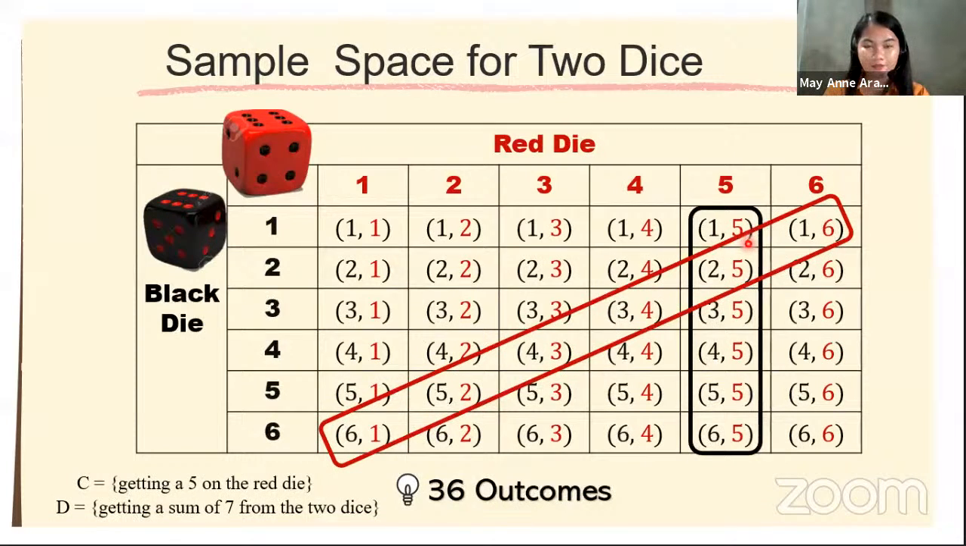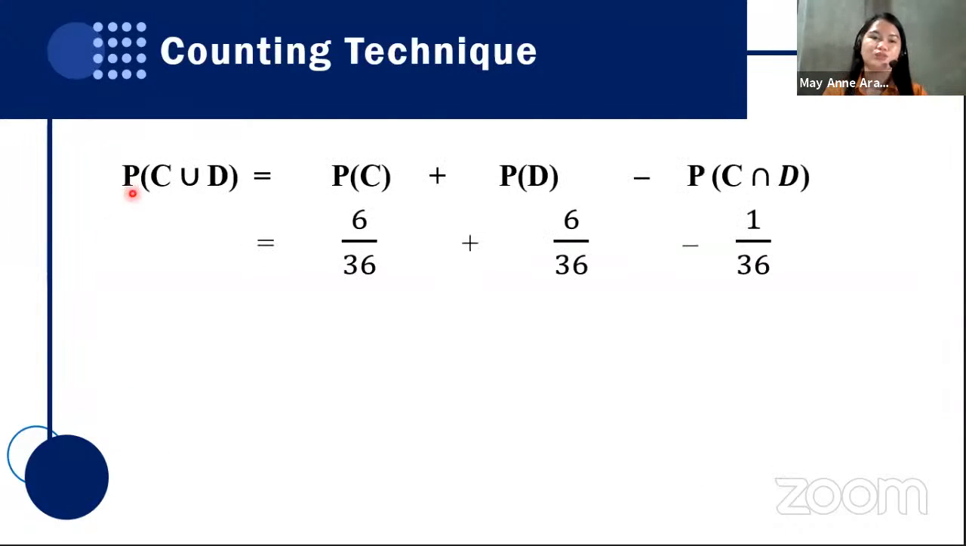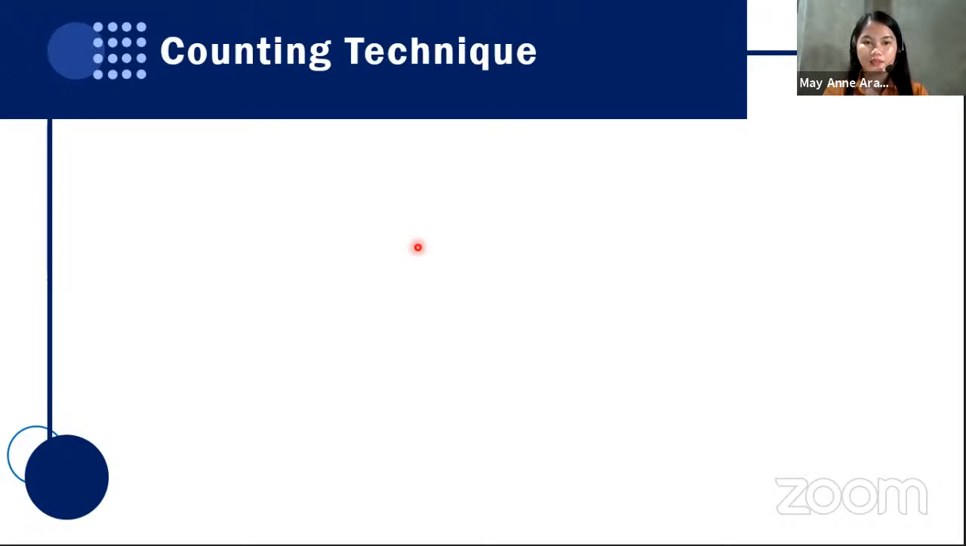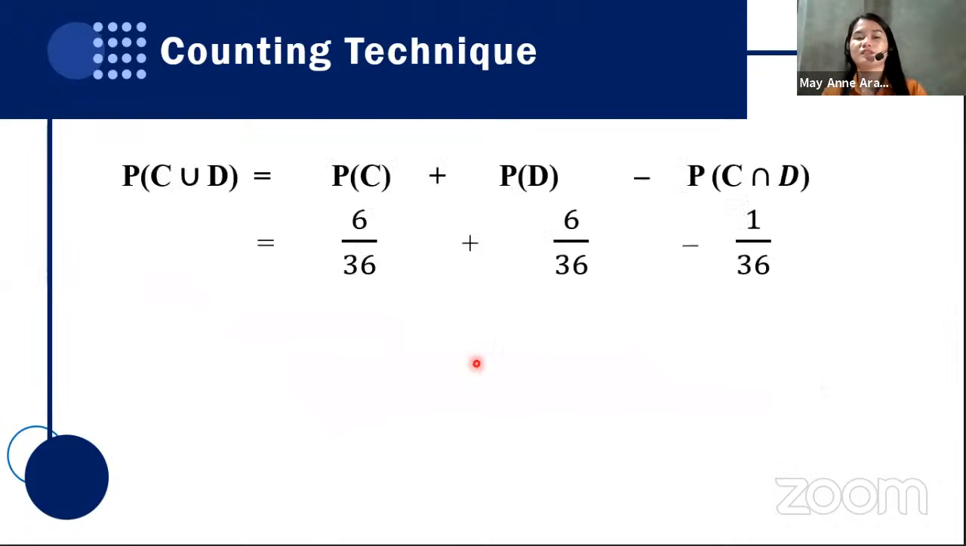Okay, so you have here the solution. Getting a 5, you have 1, 5, 2, 5, 3, 5, 4, 5 as shown in the figure. And for getting a sum of 7, we have these possibilities. And for their intersection, 2, 5, which has a 5 on the red die and at the same time the sum is 7 from the two dice. That is 2, 5. So to get the answer, just count how many elements are in the first set. We have 1, 2, 3, 4, 5, 6. So you have 6 over 36.